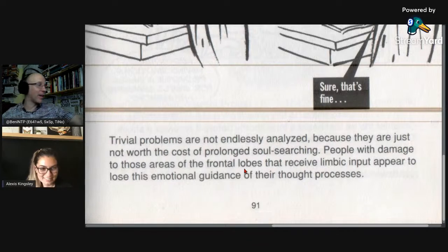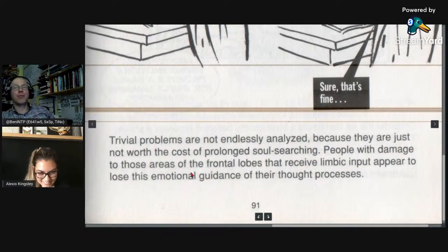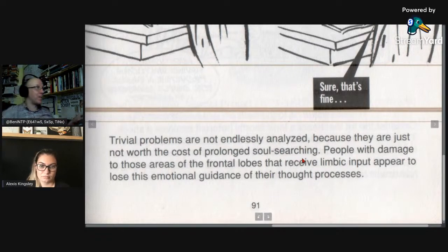Trivial problems are not endlessly standardized because they're just not worth the cost of prolonged soul searching. That's the thing. ENTPs don't do soul searching. Neither do ESTPs. Not self-reflective. This is why ENTP Douglas Adams was not very good at characterization. He had fantastic ideas. I don't know if you've read Hitchhiker's Guide to the Galaxy.